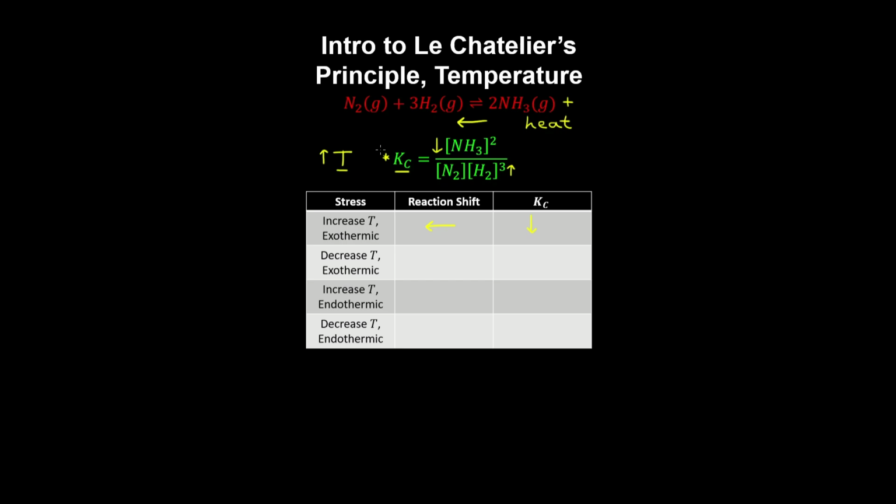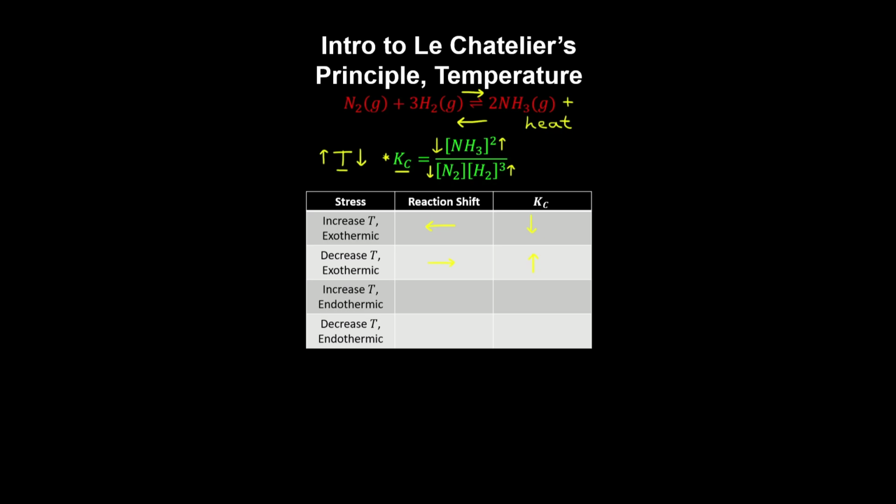And conversely, if we decrease the temperature, then the reaction shifts to the right to create more energy. And therefore, the concentration of the reactants will decrease, and that of the products would increase. So that would result in an increase of the magnitude of the equilibrium constant.